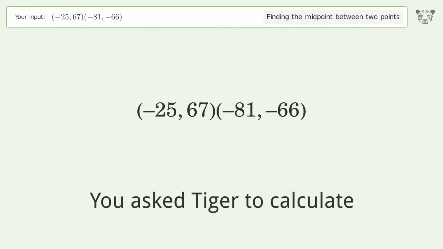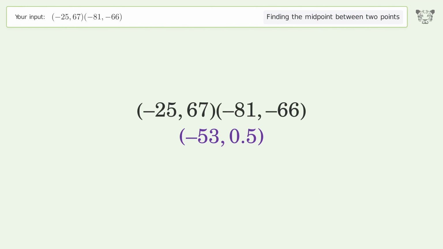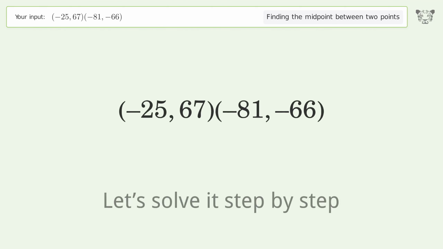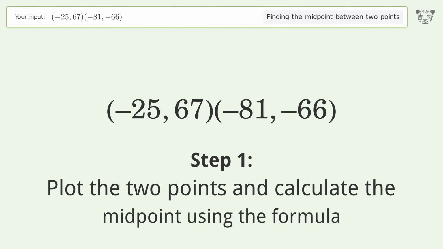You ask Tiger to calculate. This deals with finding the midpoint between 2 points. The midpoint between the 2 points is -53, 0.5. Let's solve it step by step. Plot the 2 points and calculate the midpoint using the formula.